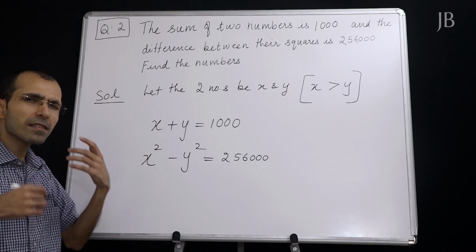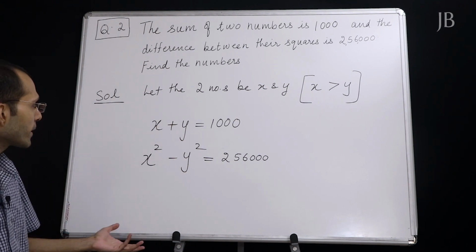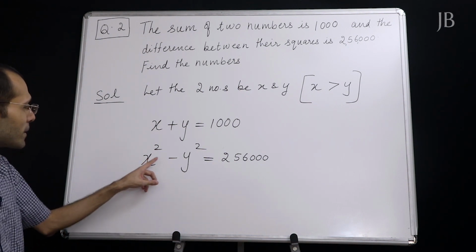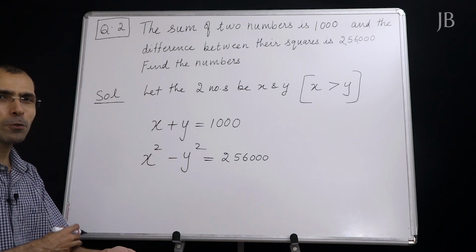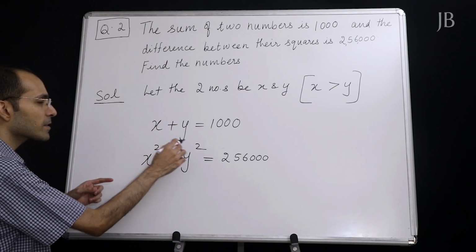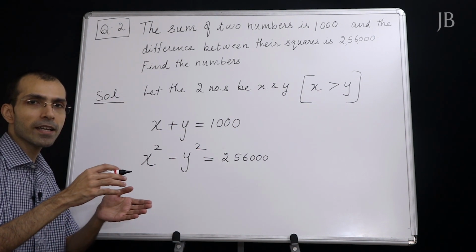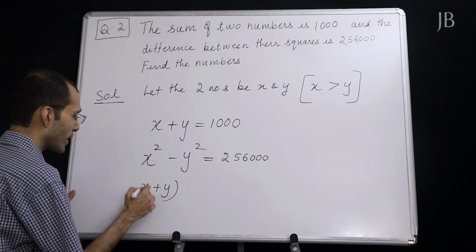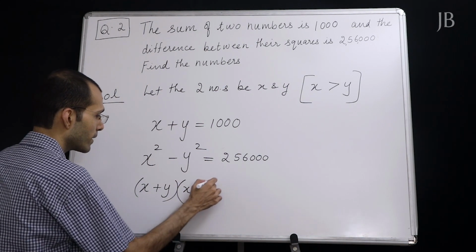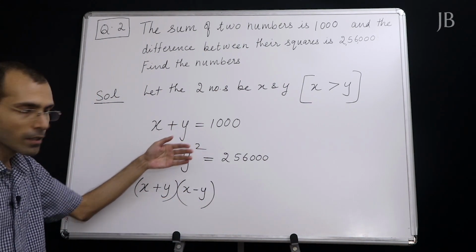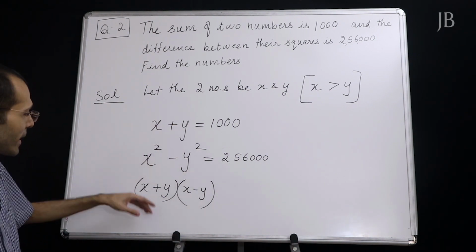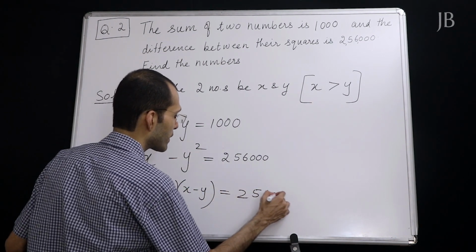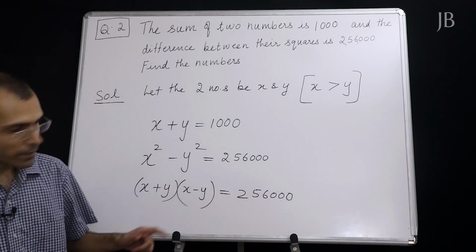Okay, now how to go about this? This coming x square minus y square, and this is x plus y. How do we solve them simultaneously? Directly we cannot, right? See, difference of two squares. Something striking you? Basics of 7th and 8th. X square minus y square is nothing but x plus y into x minus y. Elementary factorization. So x square minus y square can be rewritten as x plus y into x minus y equal to 256,000.